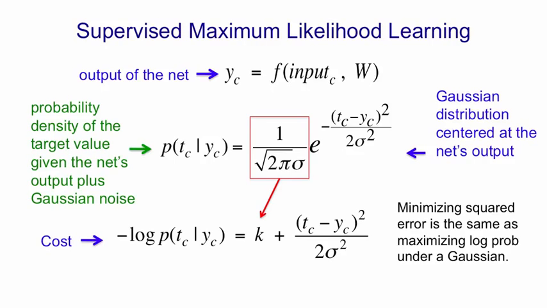It's helpful to know that whenever you see a squared error being minimized, you can make a probabilistic interpretation of what's going on, and in that probabilistic interpretation, you'll be maximizing the log probability under a Gaussian.